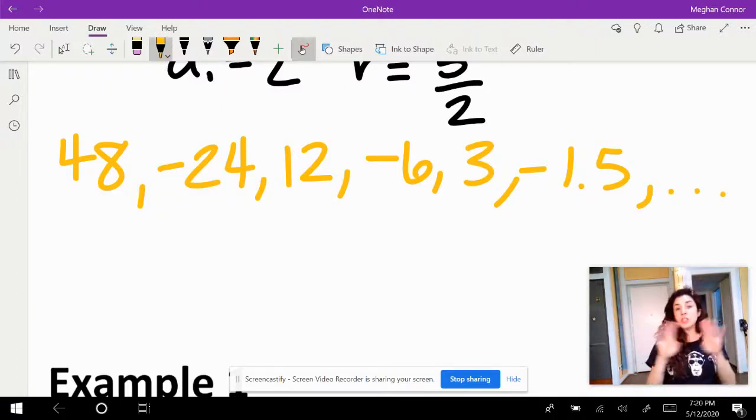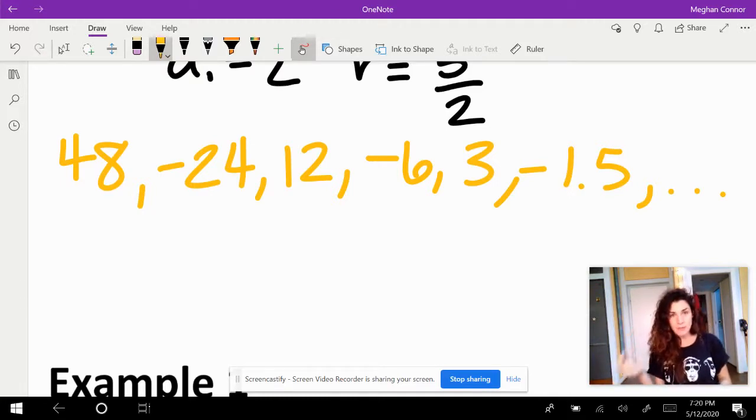If you just looked at the numbers and ignored all the signs in front of the numbers, you could notice going from 48 to 24 to 12 to 6 to 3 to 1.5, you're dividing by 2 every single time. How we represent that as a common ratio is a fraction. Instead of saying dividing by 2, we're going to say we're multiplying by a half. However, since there is that negative symbol there, that negative sign happens because our common ratio is negative.